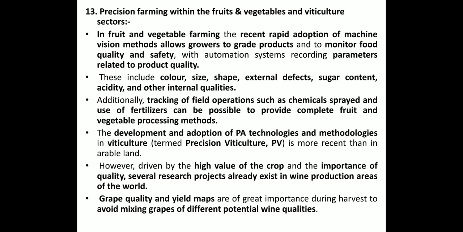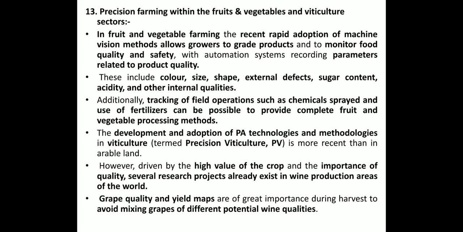Next, number 13, precision farming in fruits, vegetables and the viticulture sector. In fruit and vegetable farming, the recent rapid adoption of machine vision methods allows the grower to grade the products and monitor food quality and safety with automatic systems according to parameters related to product quality. In fruits, vegetables or viticulture, the color, size, shape, external defects, sugar content, acidity and other internal qualities are checked with the help of these sensors or the different types of geospatial technologies that we use. Additionally, tracking field conditions or field operations such as chemical spraying or the use of fertilizers is possible, and complete fruit and vegetable processing information is available with the help of this technology.